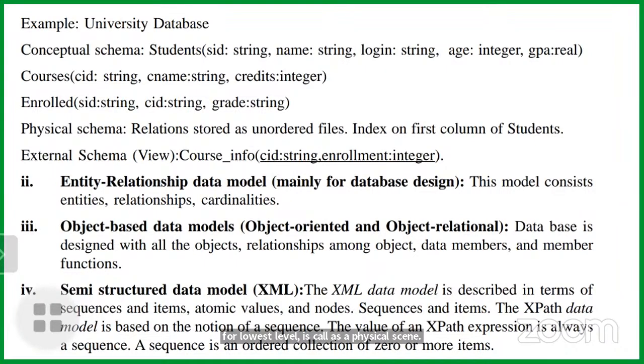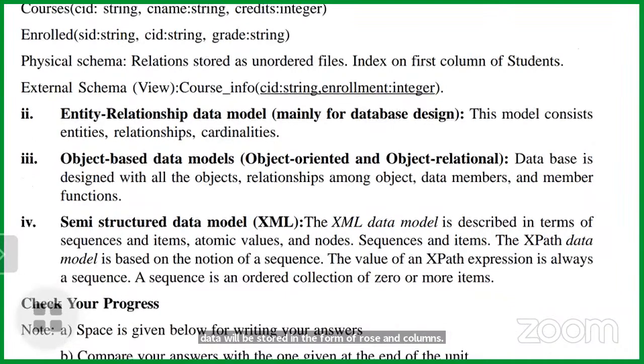Relational data model means data is stored in tables, in the form of rows and columns. That is about the relational data model. Now coming to the ER model. ER's full form is the entity relationship data model. This model consists of entities. What are entities here?